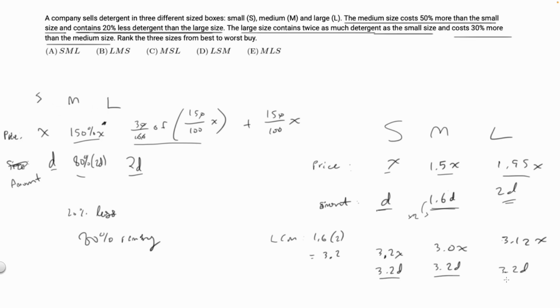Since we have a common base that we can compare with, we're going to rank these 3 sizes from best to worst buy. The best buy is going to be the lowest cost from these 3, which is going to be the medium, and then the next lowest is large, and the biggest is small. So it's going to be medium, large, small, and that is E.